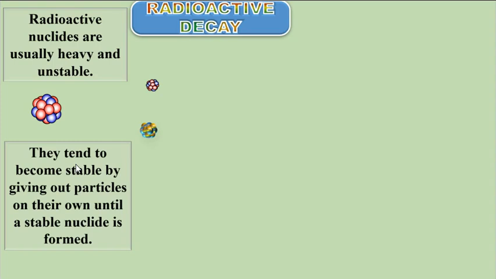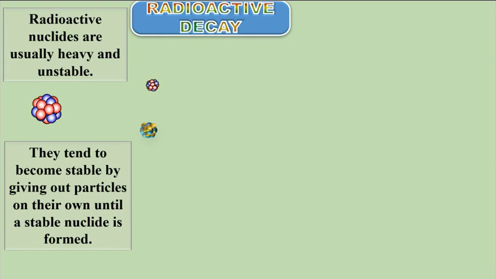Remember that word, on their own. Please take note of that. They're giving out particles on their own. That is very important as far as radioactivity is concerned, because these particles are ejected on their own, nothing influencing it, nothing inducing it. Then this ejection, this removal of particles, this breaking up of this heavy unstable nuclei will continue to take place until a stable nuclei is formed. So that is what we actually refer to as radioactivity.